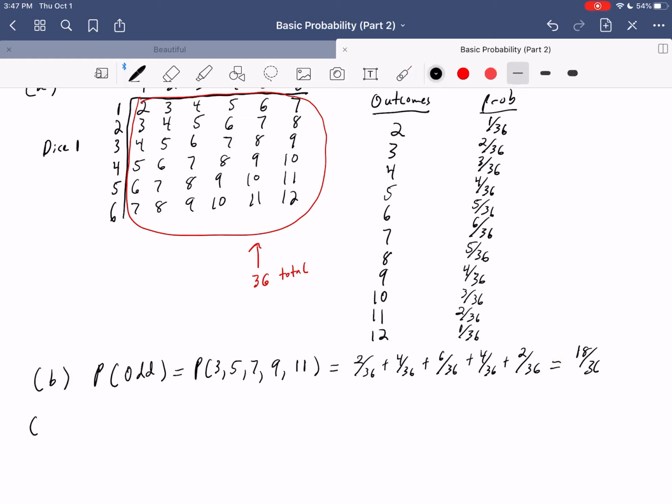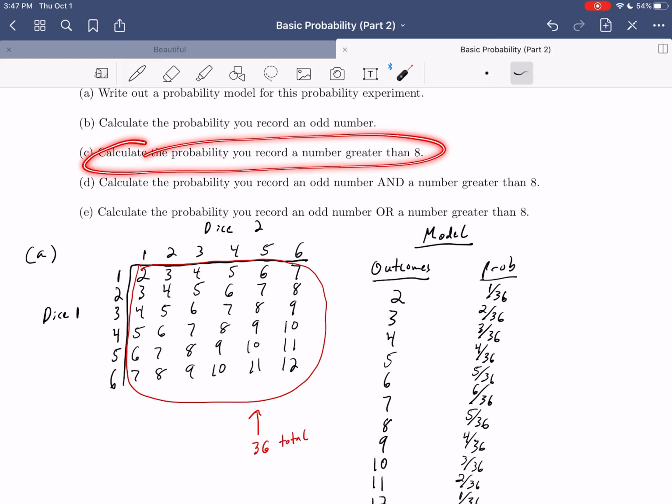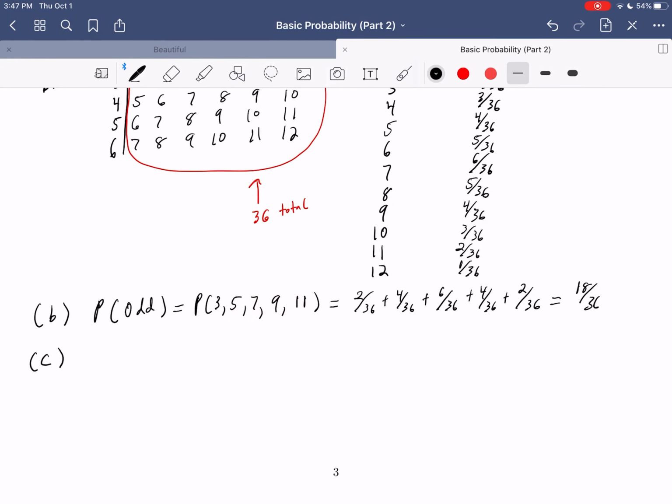Okay, let's take a look at some other things for part C. If we go back up, part C, we'd like to calculate the probability we record a number greater than 8. So we want the probability greater than 8. Which of these outcomes are greater than 8? Well, 8 would not be included, but everything above would be. So 9, 10, 11, and 12.